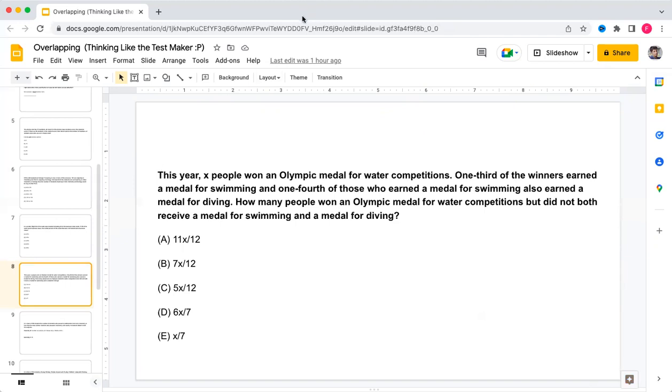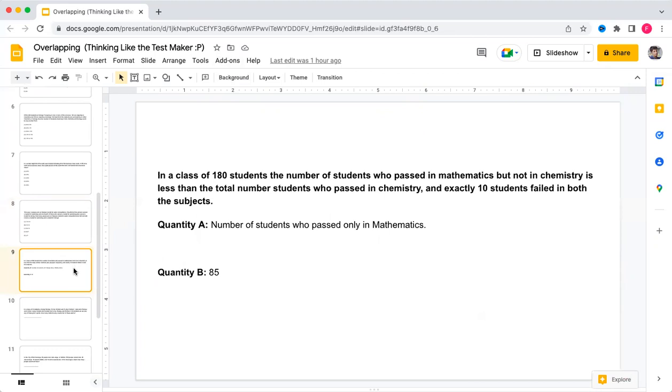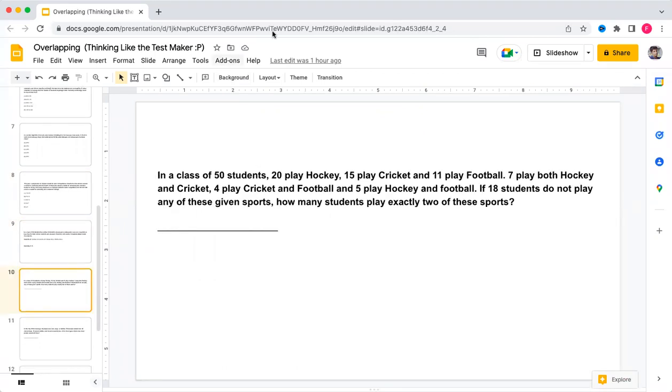This is a very good question. Just solve this question later. This is again a good question, but we want to proceed to the 3D Venn diagram. Yeah. Try to solve this question.